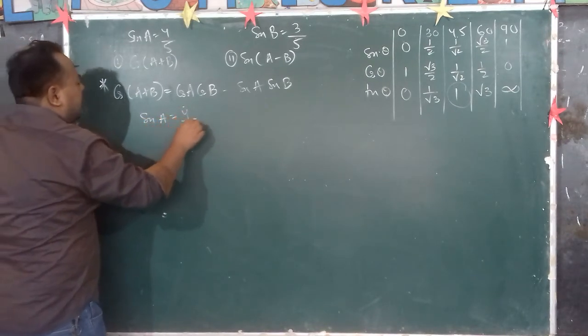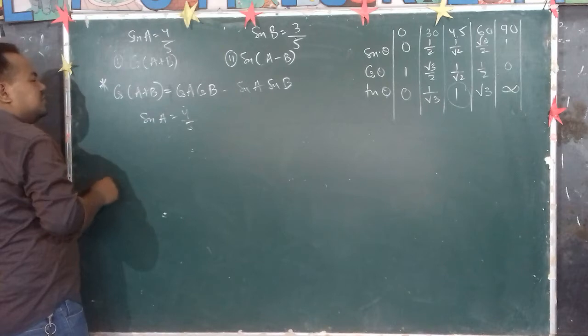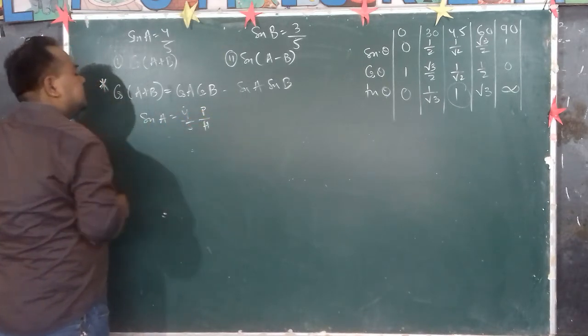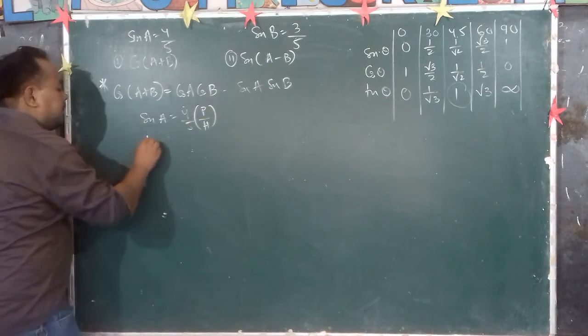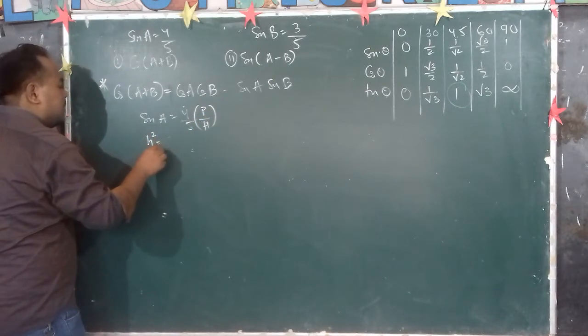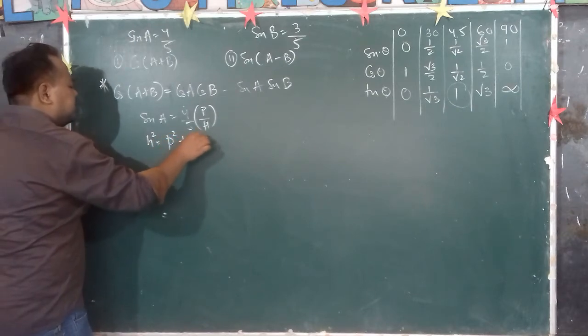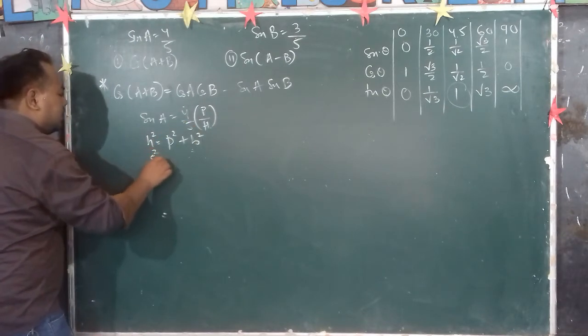So the technique, look at this. Sine A equal to 4 by 5. So what is the relation? Hypotenuse square will be how much? Please tell me. Hypotenuse square equal to perpendicular square plus base square. Hypotenuse is 5 square.